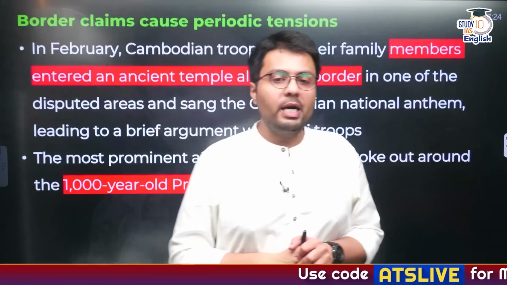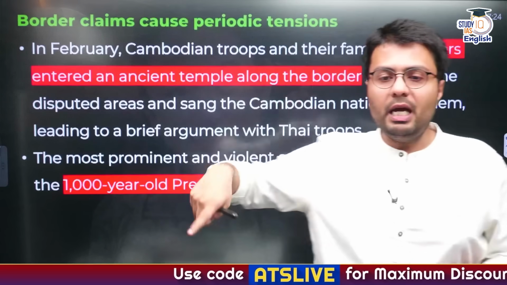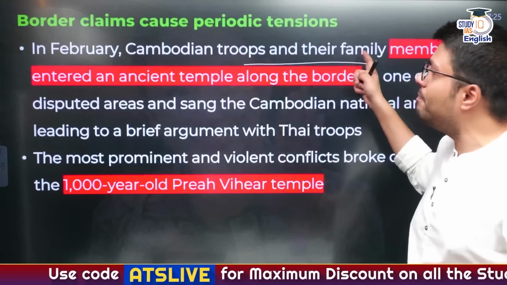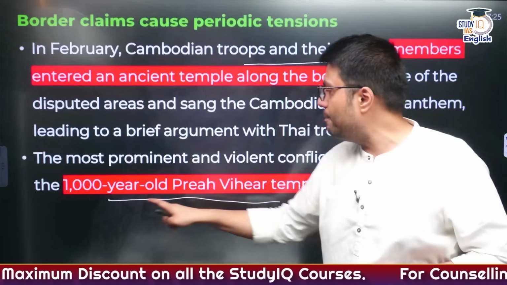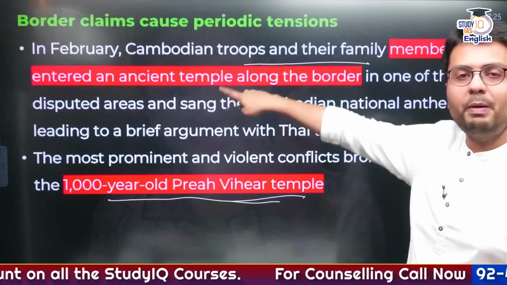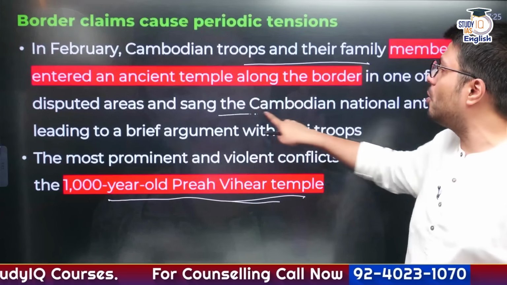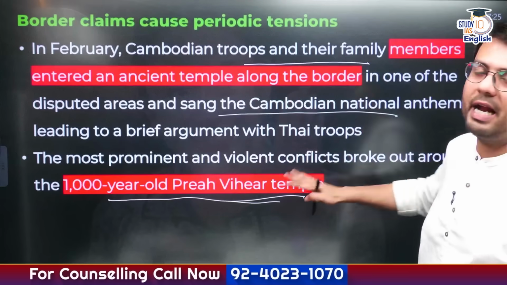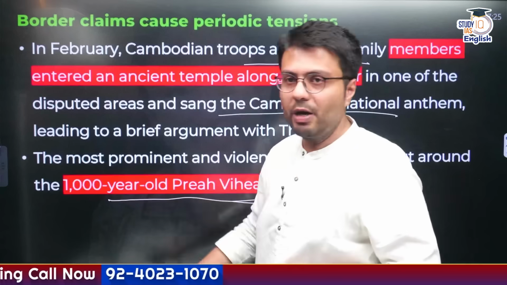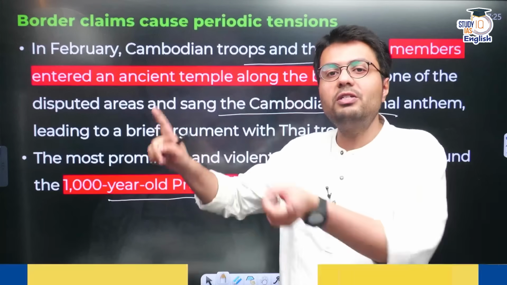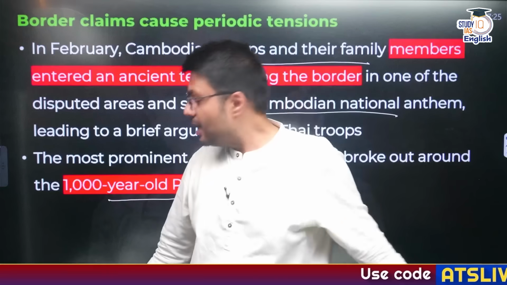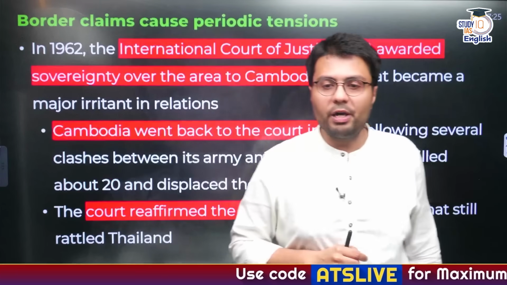Now, even in the month of February, Cambodian troops and their family members entered an ancient temple in Thailand, the 1000-year-old Preah Vihear temple, and after entering this temple, these people also sang the Cambodian national anthem, which led to a flashpoint between these two countries. So all in all, this historical dispute originated from the colonial rule that Cambodia was under for a long period of time.